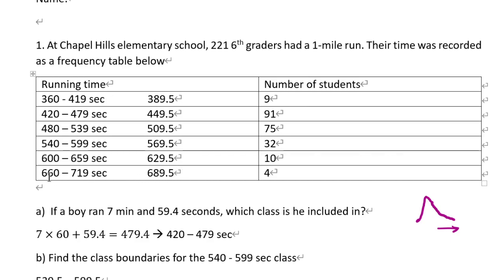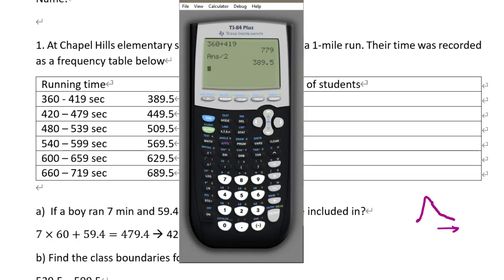However, you have to be careful in the last one. See, sometimes the class width is different in the last class, so you might have to actually check that by adding 660 plus 719 and dividing it by 2. Now divide by 2, and you get 689.5, which agrees with this, so everything's good.